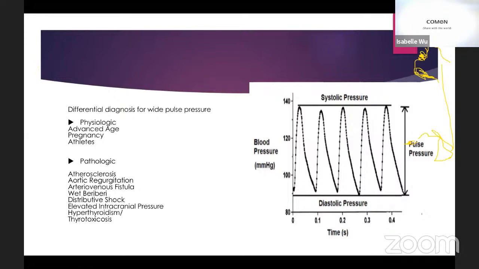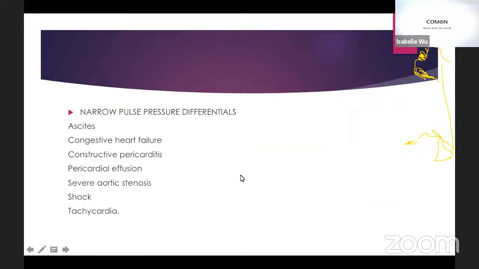For patients who have a wide pulse pressure, it can be physiologic or pathologic. Don't forget patients who have atherosclerosis, patients who have hyperdynamic states, they can have a wide pulse pressure. Patients who have a narrow pulse pressure are typically patients who have cardiac issues. So congestive heart failure, pericarditis, pericardial effusion, you will expect that such patients would have a narrow pulse pressure.